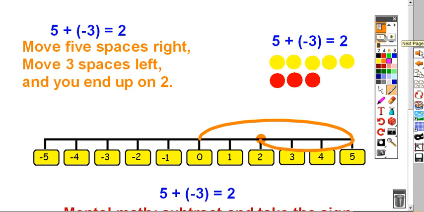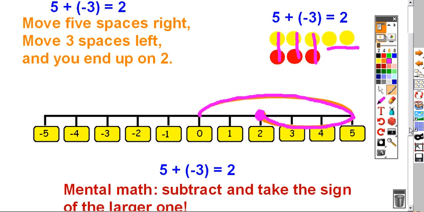Combining positive and negative numbers is a little trickier. 5 plus a negative 3. Using a number line, remember to start at 0, move to the right 5 places for the positive 5, move to the left 3 places for the negative 3, and you end up at a positive 2. Using chips, you can see that these will cancel, leaving you with a positive 2.